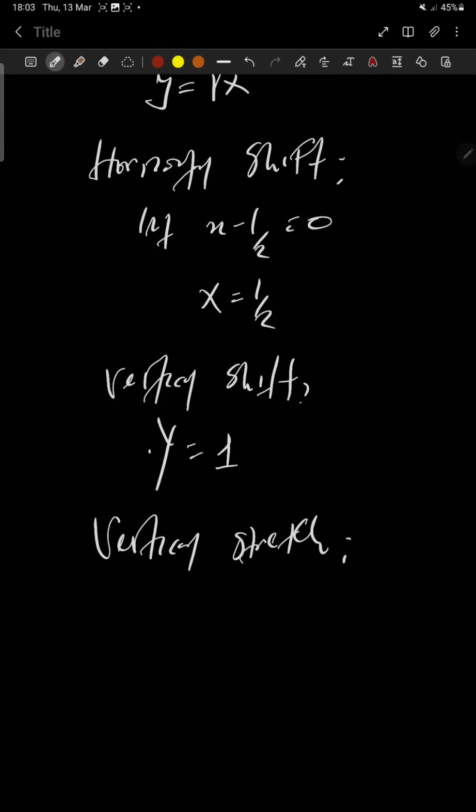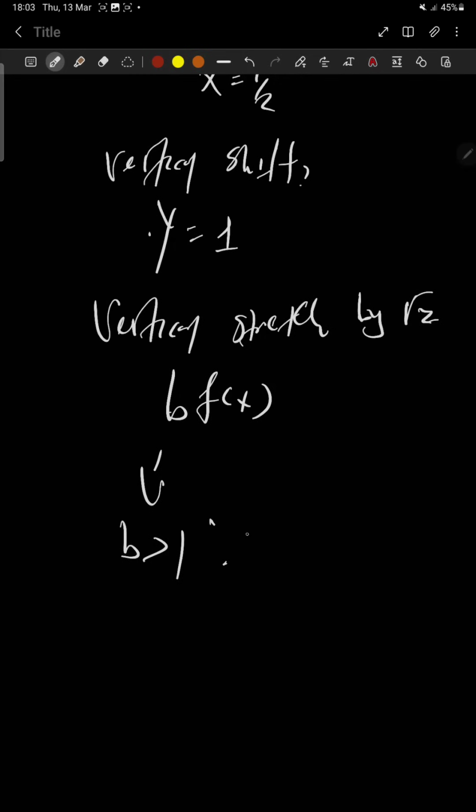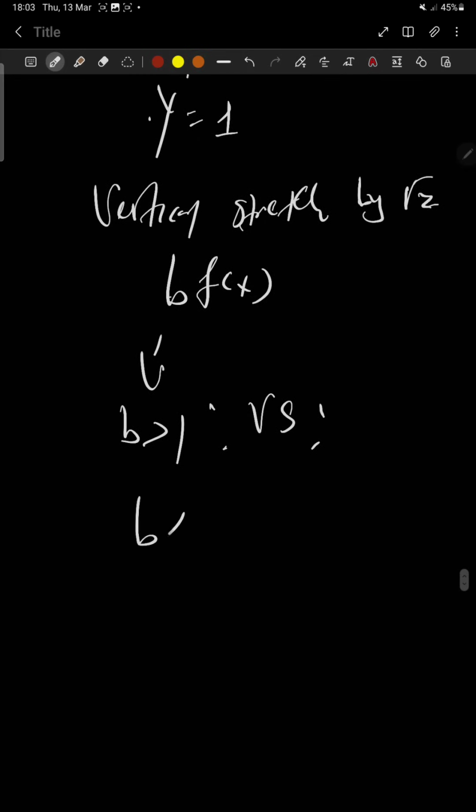In other words, it will stretch vertically. Why is it stretching vertically? We have a vertical stretch by the square root of 2, because the square root of 2 is bigger than 1. If you have something like b f of x, and b is greater than 1, you're going to have a vertical stretch. If b is less than 1, your graph will be compressed.